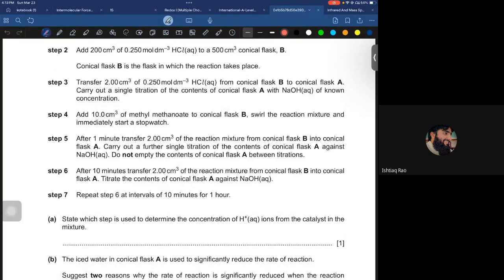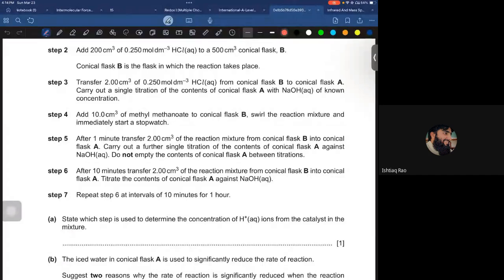State which step is used to determine the concentration of H plus ions from the catalyst in the mixture. That is, among all these steps, which is the step in which you are going to find out the concentration of H positive ion from the catalyst in the reaction mixture.